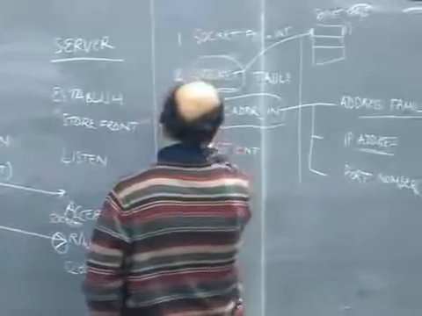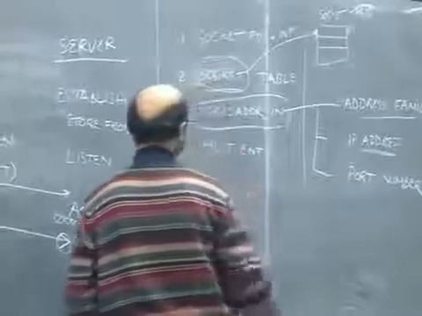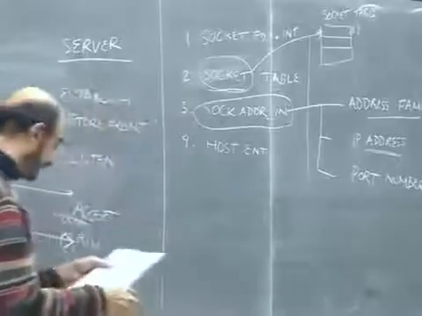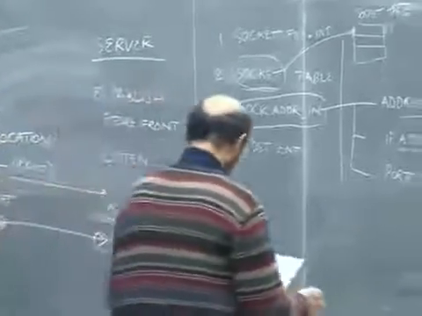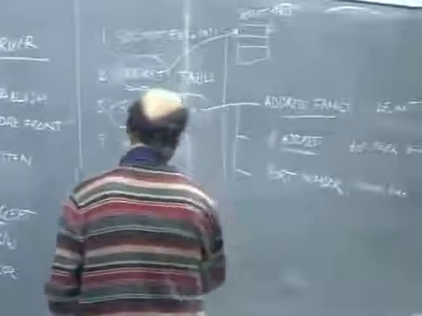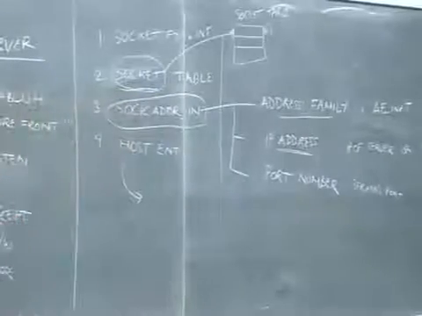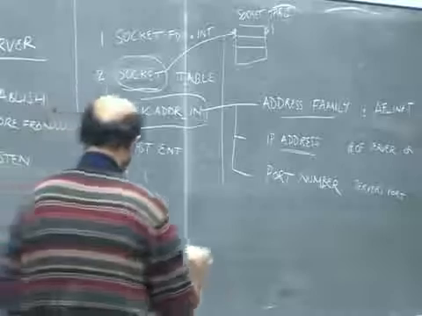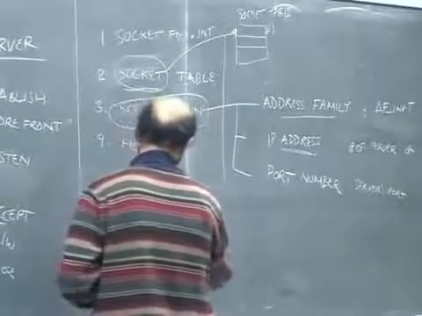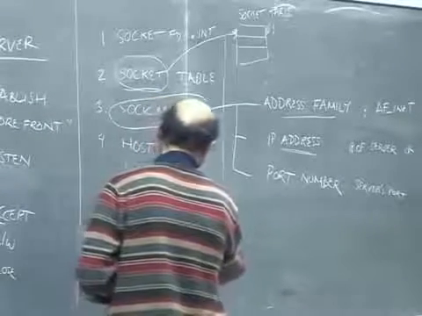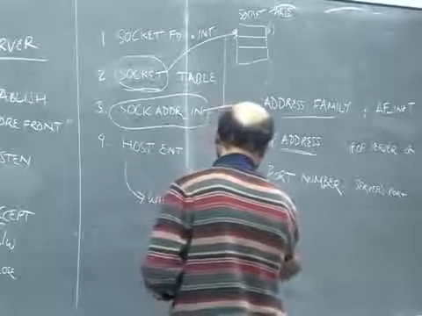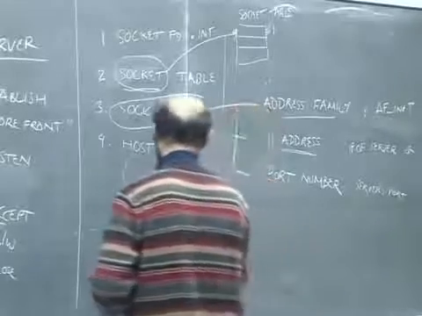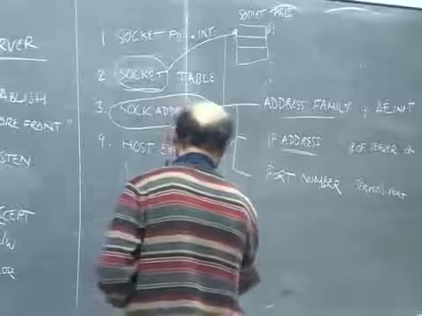Okay. So this is, I guess, the third thing, and the fourth thing is what's called the hostent. The hostent is basically a way to describe the destination IP address. Okay, so this is what is returned by DNS, the domain name server.